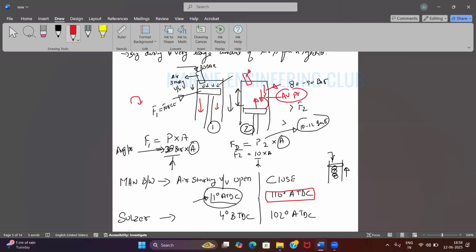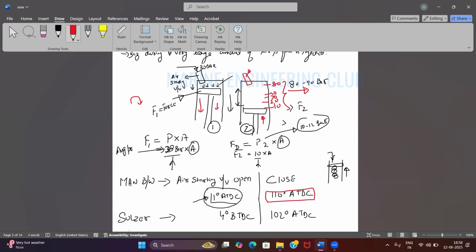I won't take 80 bar directly here. Suppose my air was at 10 bar of pressure, for example. At this point it was 10 bar, here it became 20, here 30, 40, 50 and so on, and finally reaches 80, right? But at this point of the piston, I have to take the average value of this.